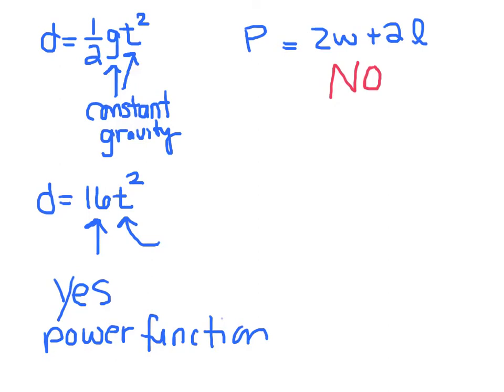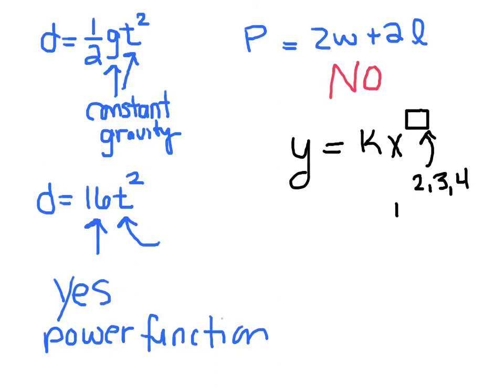A power function is considered a monomial function if, when you look at the power, like right here, if this is squared or cubed or to the fourth power, if that's an integer that's positive, it's called a monomial power function, and those are some of our basic functions, like y equals x squared, y equals x cubed.